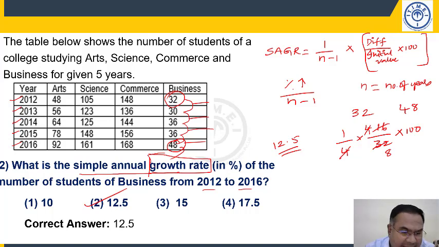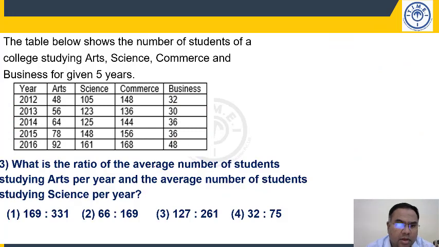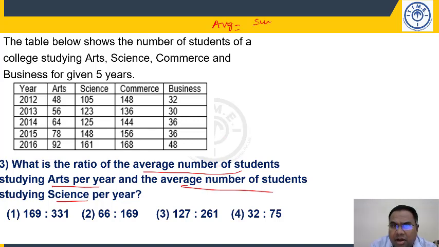Question number 3. What is the ratio of the average number of students studying arts per year, and the average number of students studying science per year? Now, how will you get the average? Average is equal to the sum of all quantities divided by the total number of quantities.